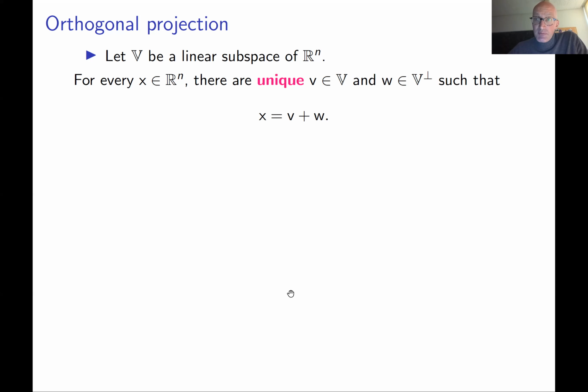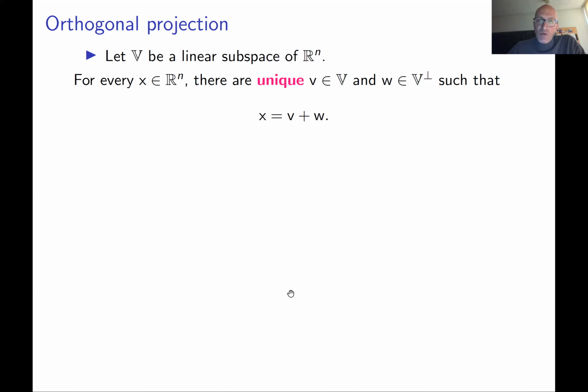First, we take n-dimensional space, we fix some linear subspace V there, and then we recall from lecture 2 that for every vector x in n-dimensional space, there are unique vectors v in our subspace V and w in its orthogonal complement, such that x is v plus w. So basically, every vector in n-dimensional space can be uniquely decomposed as a sum of a vector in the subspace V and a vector in its orthogonal complement.